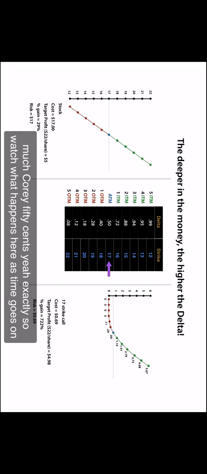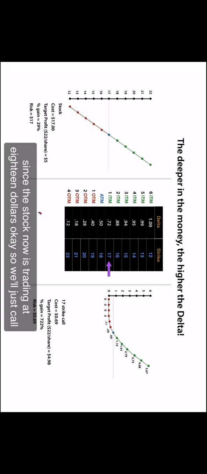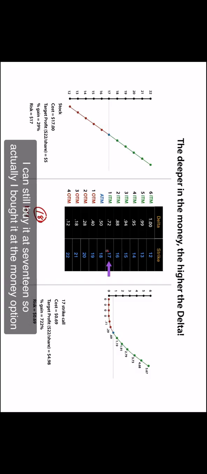So watch what happens here. As time goes on, this is kind of cool, actually. Now, the next morning I wake up, and since the stock is now trading at $18, we'll just call this day one. Since the stock is trading at $18, I can still buy it at $17.